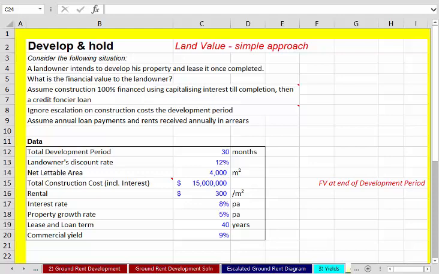Okay, so the situation is a landowner intends to develop his property and lease it once completed. In other words, not actually lose the control of the land itself, but also the development itself. So it's a little bit of a difference. It's actually a bridge between the ground rent situation that we did in the second exercise and the true development world that we're going to be exploring in the next module. And so the question we want to answer is, what's the financial value to the owner?